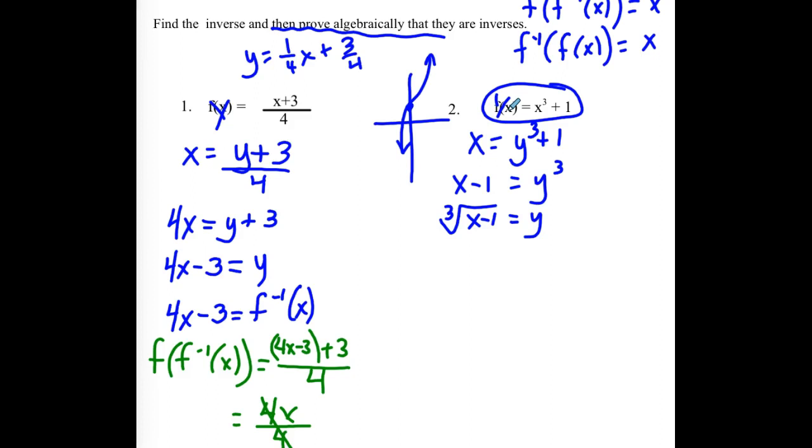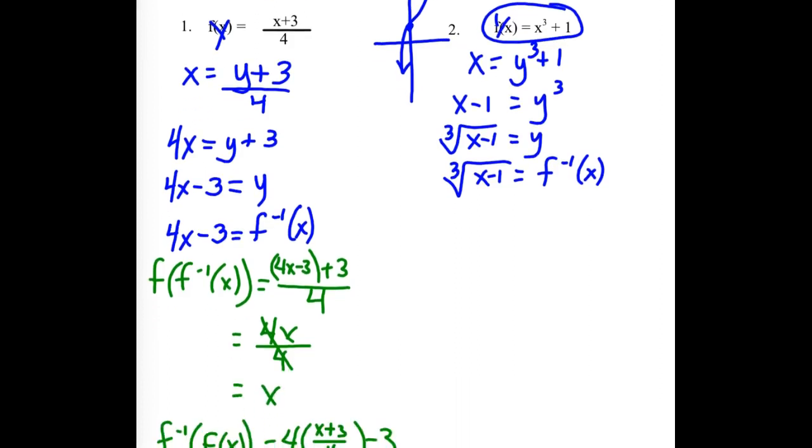Does that pass a horizontal line test? So that tells me the inverse function will also be a function. Okay? So we can say it's the cube root of x minus 1 being the inverse of f. Okay? Then we had to prove it.